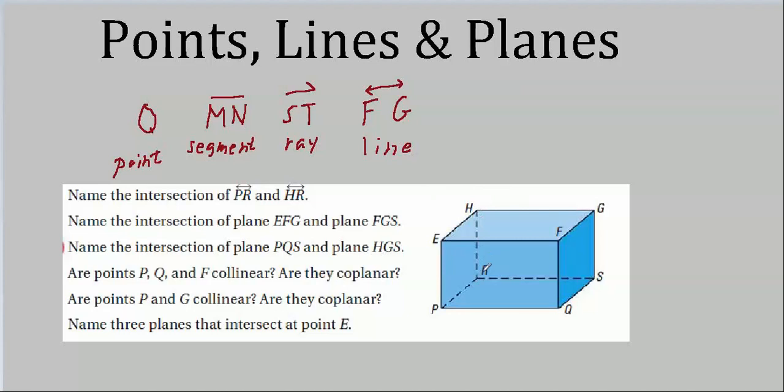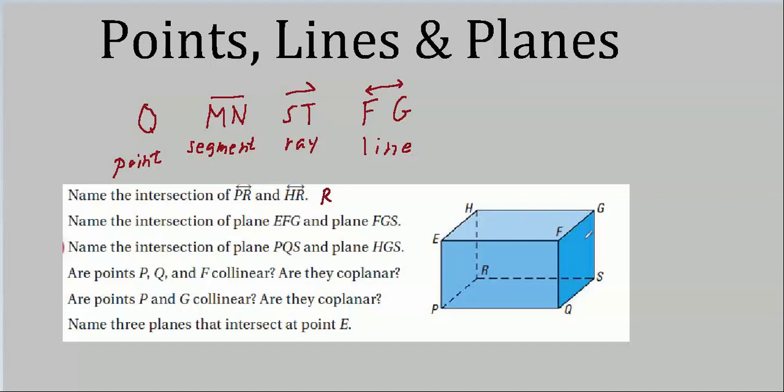Here's HR. Now what about PR? Well, PR is this line here. So what's the intersection? It's just a point, of course, and it is the point R. Now, what about the plane EFG? Which one is EFG? That would be this one here. So it looks like the plane is this top. If you look at this as a rectangular box, EFG is the top of the box.